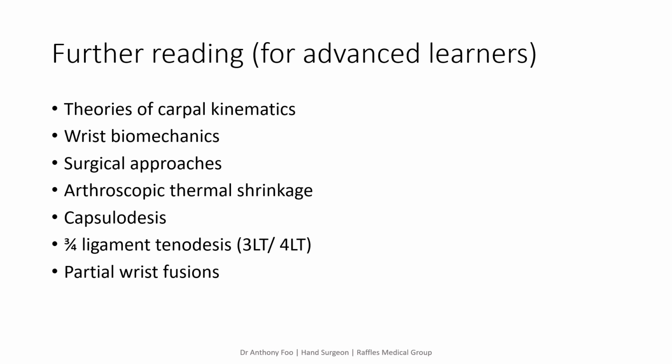For those who are interested in doing surgery to this area, there are various surgical approaches, open or arthroscopic, and there are actually various types of approaches here. So thermal shrinkage, capsulodesis of various forms, the 3 or 4 ligament tenodesis reconstruction, and even partial wrist fusions, which itself is a huge Pandora's box of biomechanics.